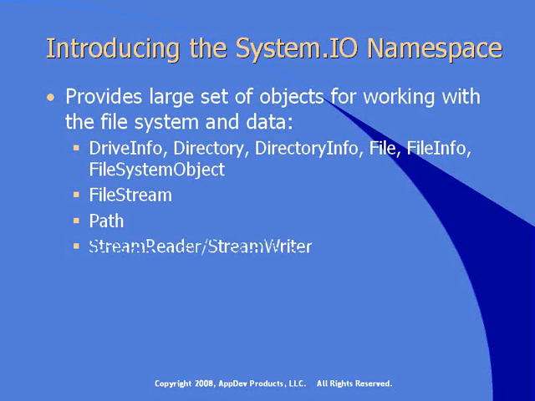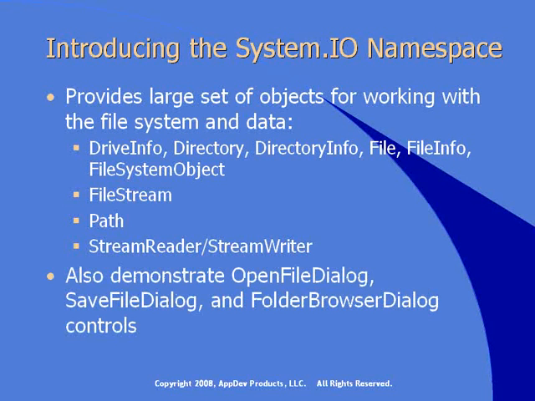The StreamReader and the StreamWriter allow you to read and write data stored in a file. These objects don't allow random access, therefore forward-only access to data within a file. This section will also demonstrate some of the dialogs involved with working with files, like the Open File dialog, the Save File dialog, and the Folder Browser dialog controls.